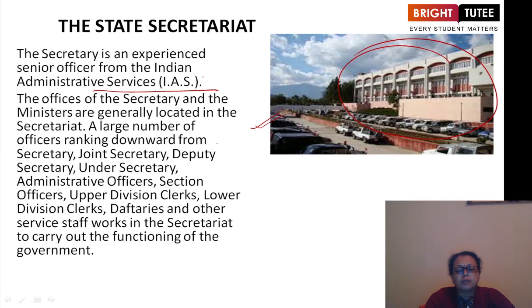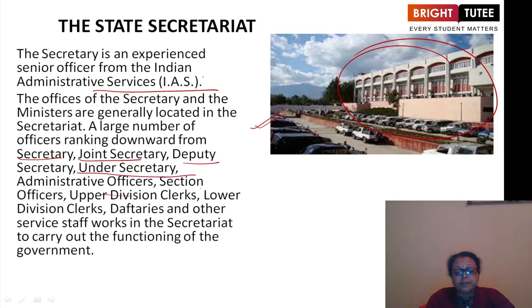A large number of officers rank downward from the secretary, meaning the highest hierarchical position is the secretary. We are not discussing the ministers here. This is the administrative head, the secretary, followed by the joint secretary, deputy secretary, and under secretary. This is the sequence, the hierarchical position, or the chronological order. At the topmost level, the secretary is assisted by the joint secretary, deputy secretary, and under secretary.